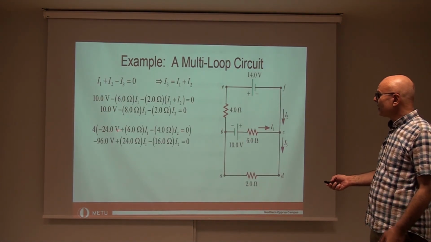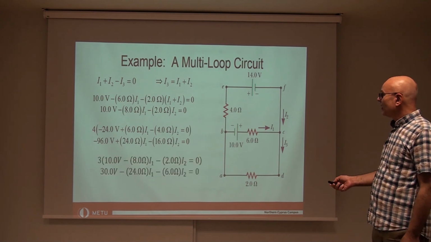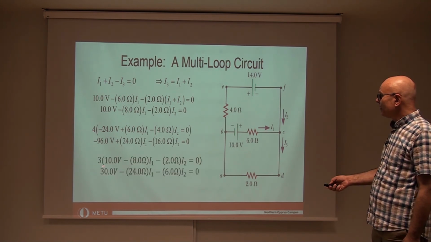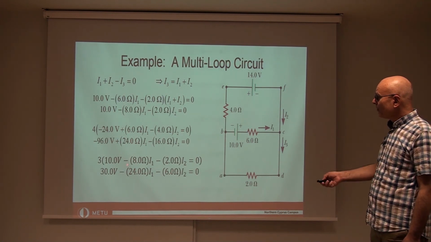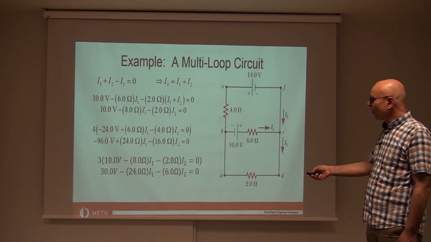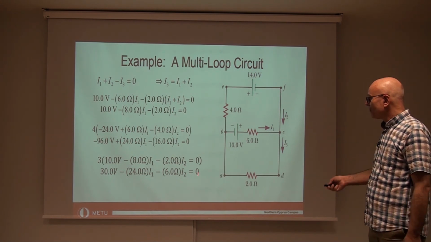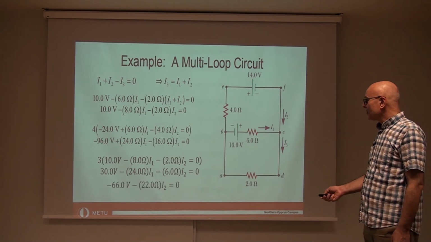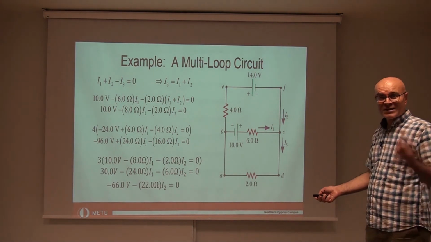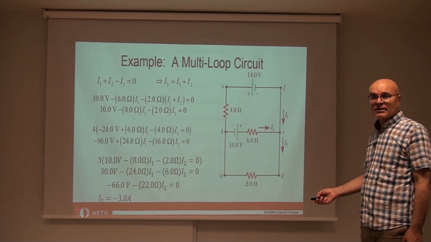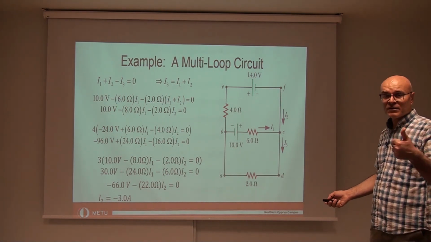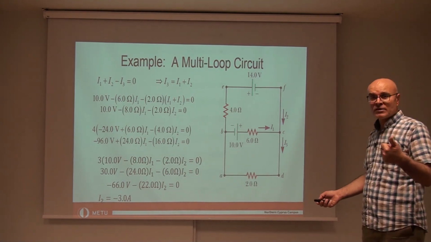I multiply that last equation by 4, and I multiply this equation by 3, so that this will enable me to cancel when I add them up. I add up this equation and this equation, and I can cancel out I1. So I get a single equation for a single unknown, which is I2. When I solve for it, I get I2 equals minus 3 amperes. So I have found the first unknown, which is I2.